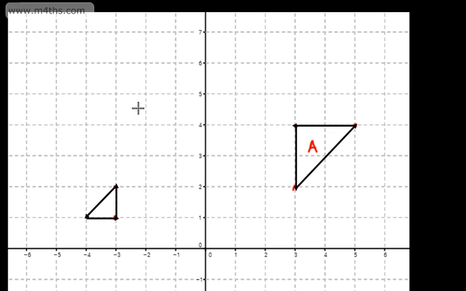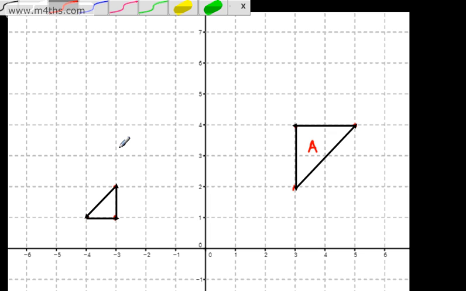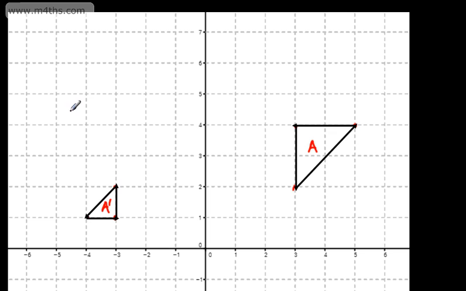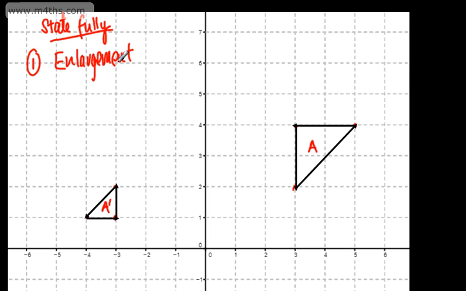So we're going to state fully the single transformation that maps shape A to A dashed. So stating it fully, it's a single transformation. It's just one transformation. The first thing I'm going to state is that it's an enlargement. We can tell that it's an enlargement because the shape has changed in size. A translation will only move it, a rotation will only move it, and a reflection will only move it. The only thing that's going to make it bigger is an enlargement. What I need to do at this stage is state the scale factor and also the centre of enlargement.